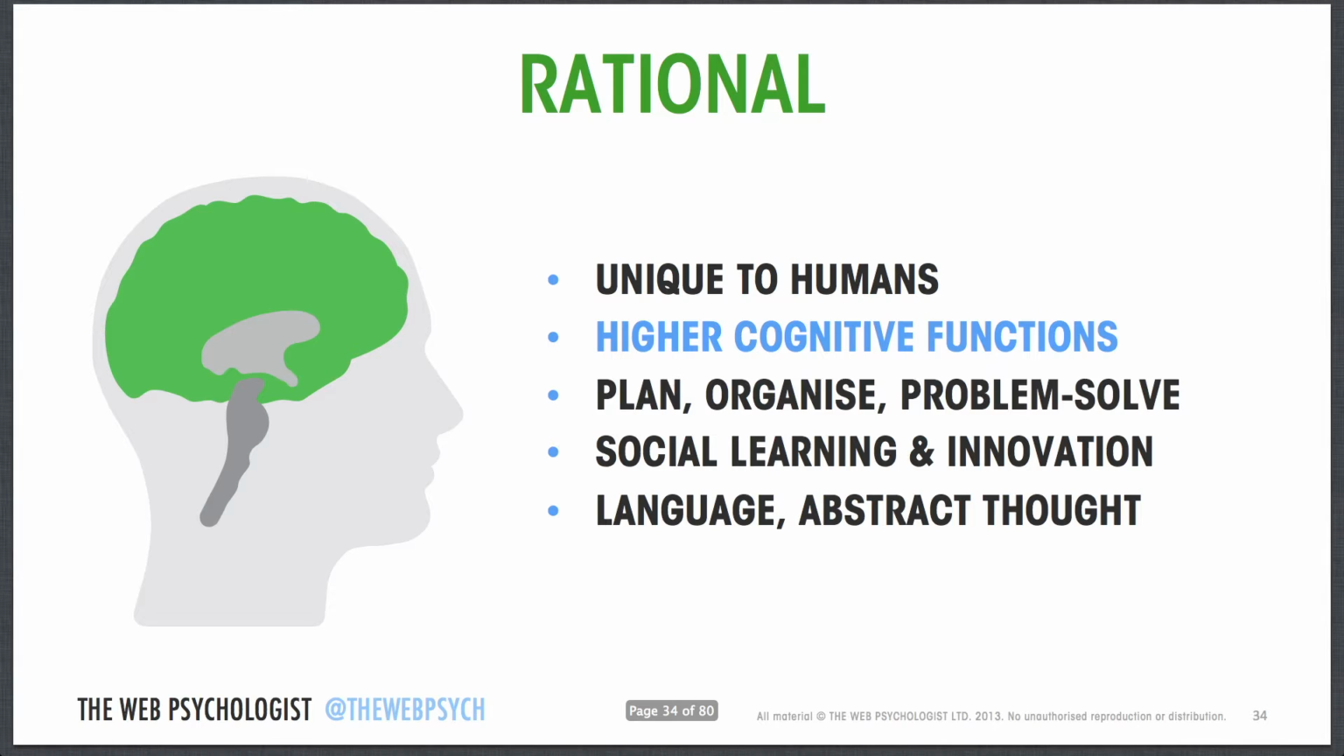It's where you have your higher cognitive functions, and it's the ability to plan and organize and think for the future that resides here. It's also where it's thought that social learning and innovation takes place, and it's where we tend to use, well, there's certain other areas implicated here as well, but language and abstract thinking.